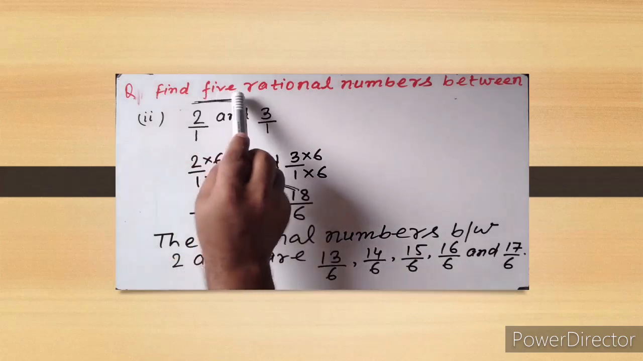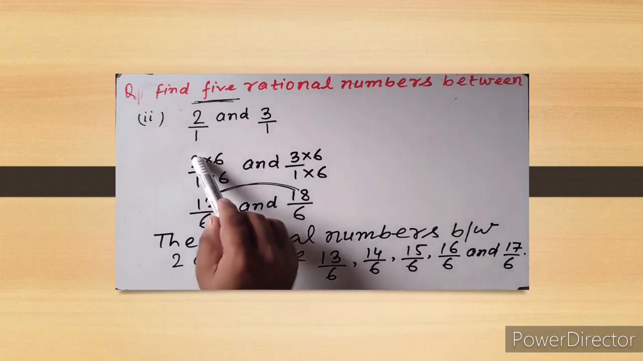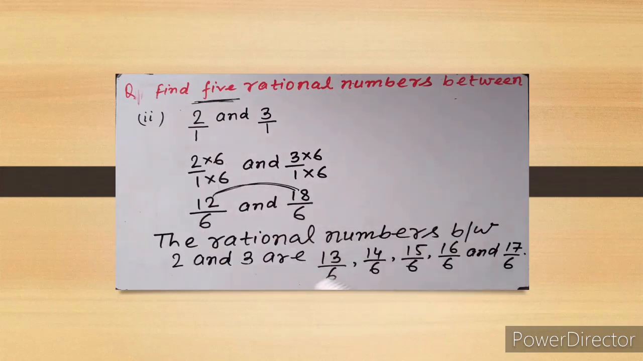Like over here you have to find 5 rational numbers. So you will take ahead of 5 what? 6, and you will multiply the numerator and denominator. Suppose you have to find 3 rational numbers between 2 rational numbers, then you will take ahead of 3. What will come? 4 will come. So you will multiply both numerator and denominator by 4.